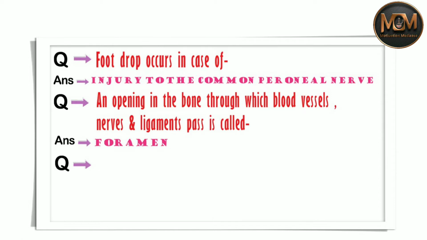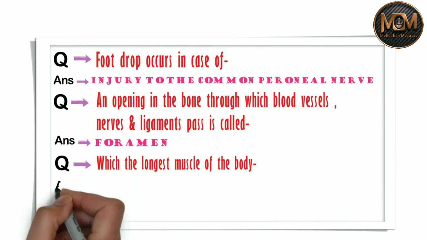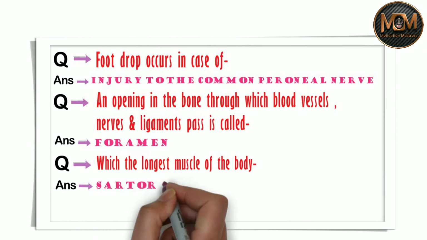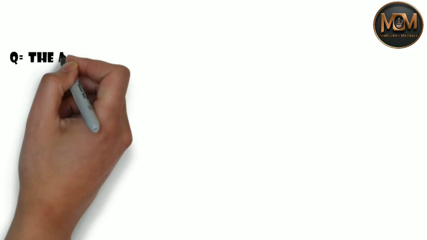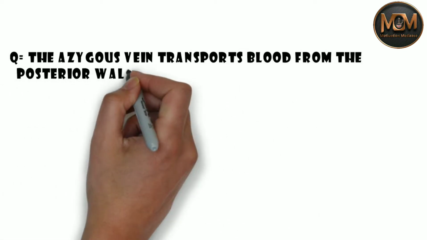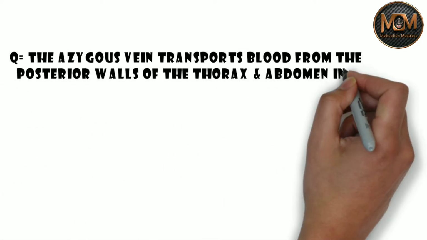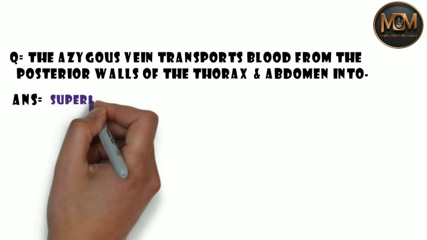Now let's take another question: which is the longest muscle of the body? The answer is the sartorius muscle, which is found in the anterior region of the thigh. Now let's take another question. The azygos vein transports blood from the posterior walls of the thorax and the abdomen into the. The answer is superior vena cava.